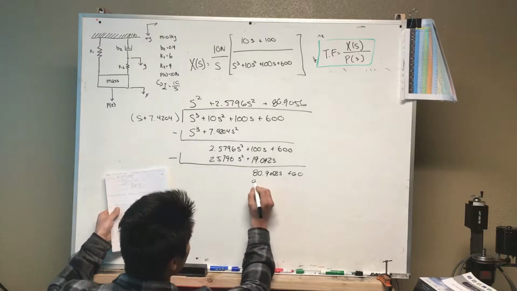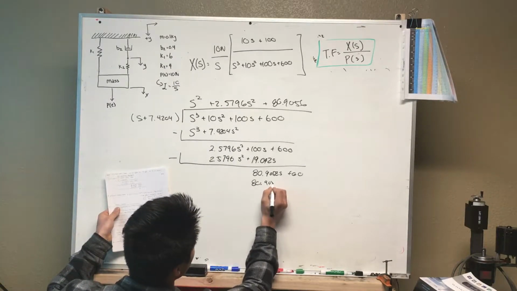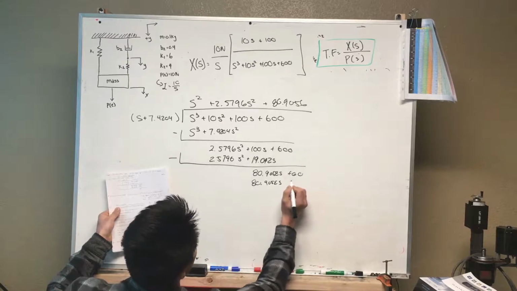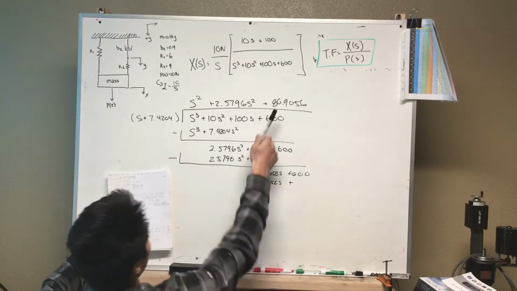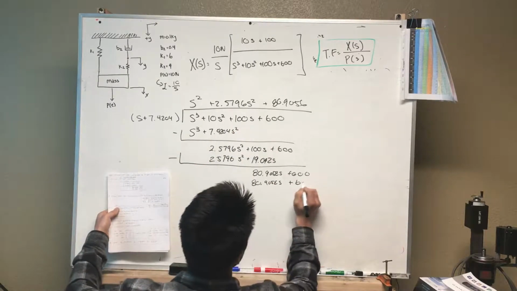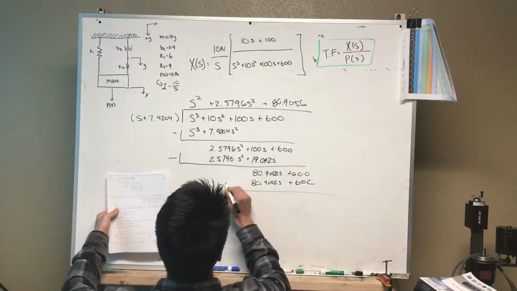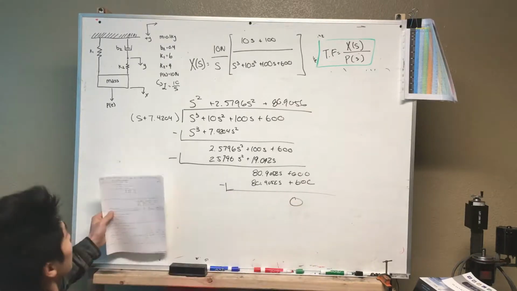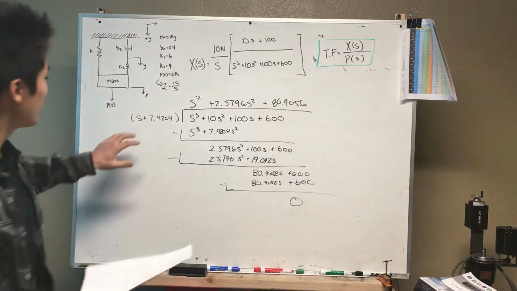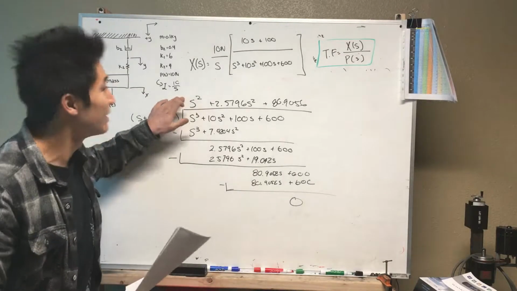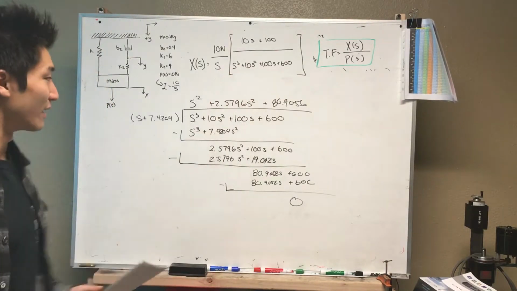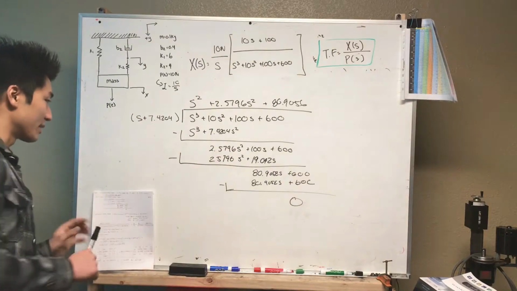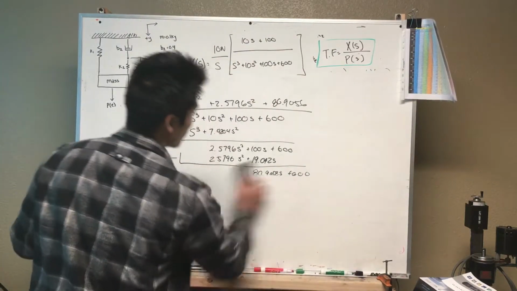We're going to have our 80.9058 s plus, and that actually becomes 600. Perfect. So in this case, now we know that this multiplied by this is going to give us that, right? So keep that in mind right there. I'm going to erase this just so I have more room.